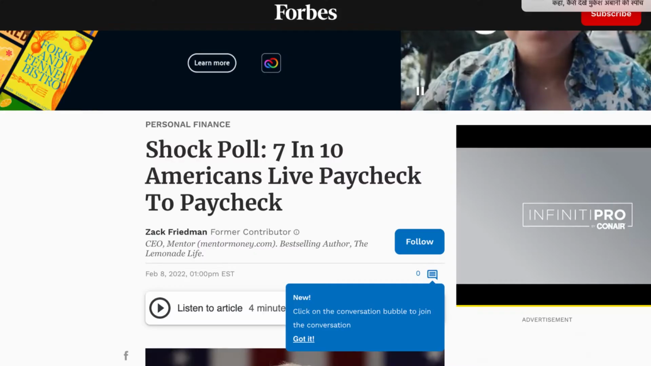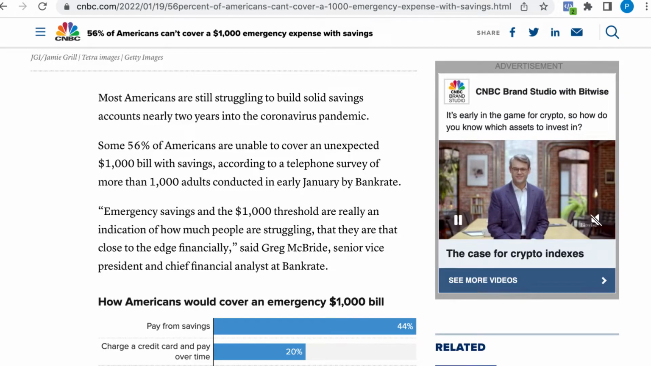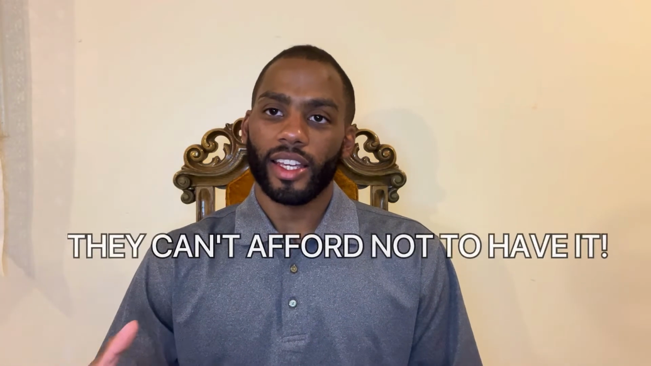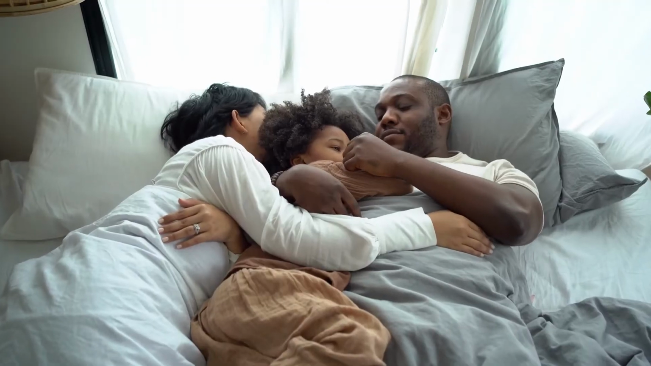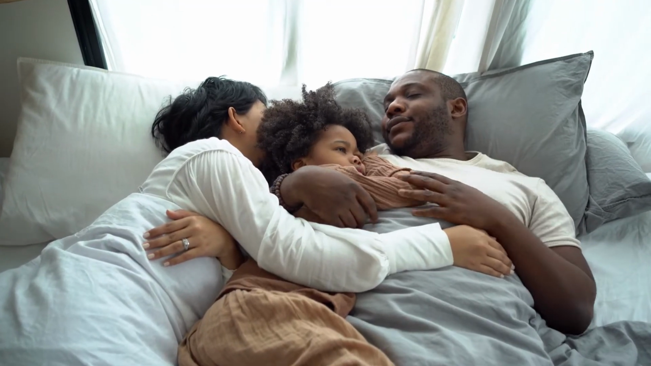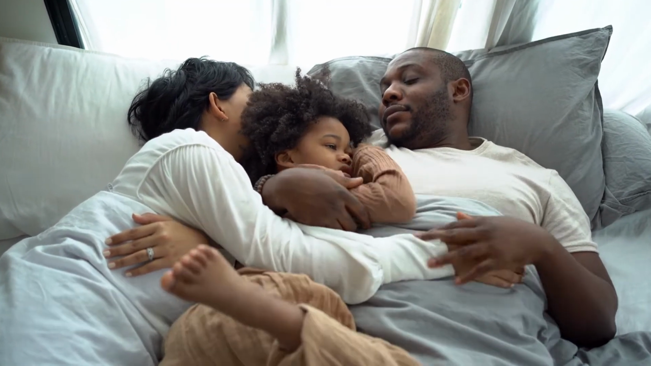Well, if you look at the statistics for Americans today, about 7 out of 10, or 70%, of Americans live paycheck to paycheck, and about 60% of Americans can't afford a $1,000 emergency. So in reality, they can't really afford not to have it. Because if you think about people in those situations who don't have a lot of money saved up, they have a wife, kids, and all those other obligations to take care of. They really can't afford to die, essentially, because the family isn't going to be able to sustain the same lifestyle if they depend on that income coming in.